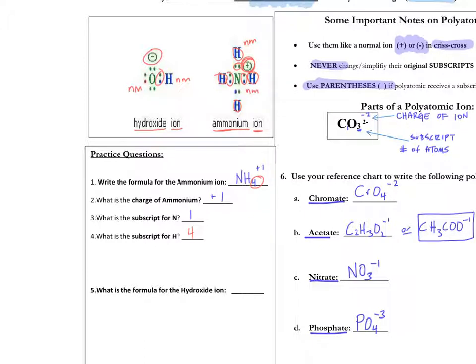So what is the formula for the hydroxide ion? Well, if you look at hydroxide, it's got an O and an H bonded together with a negative charge. So the formula for a hydroxide ion, and you can even look on your polyatomic ion list, is simply OH with a -1 charge.